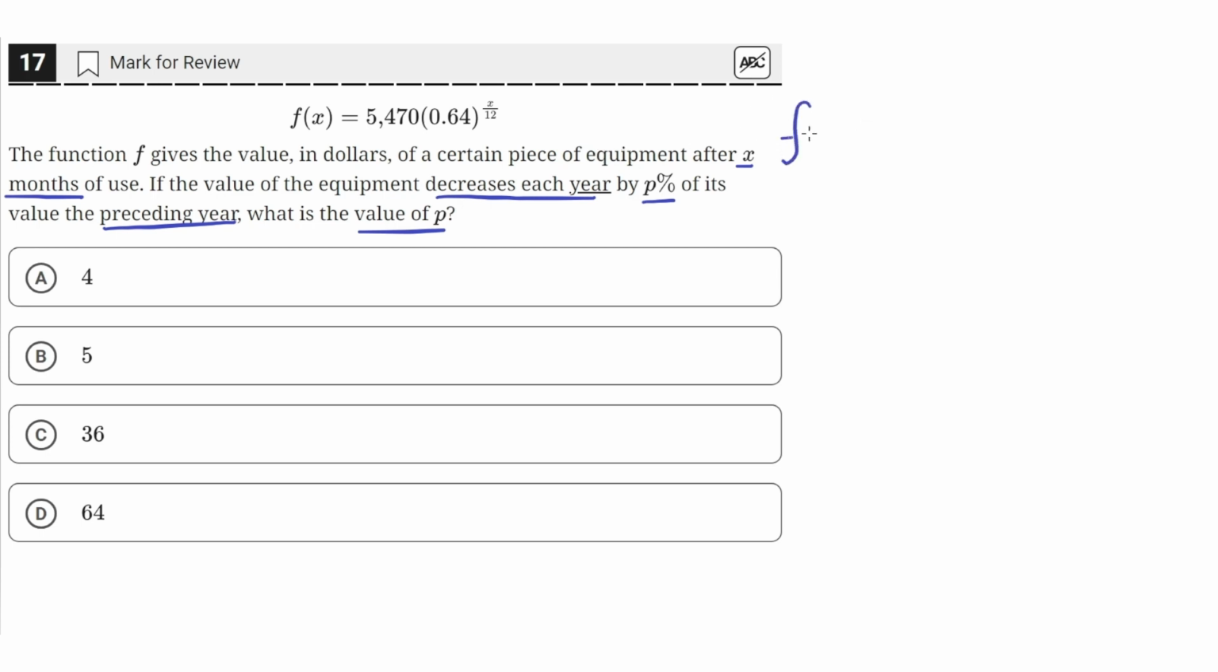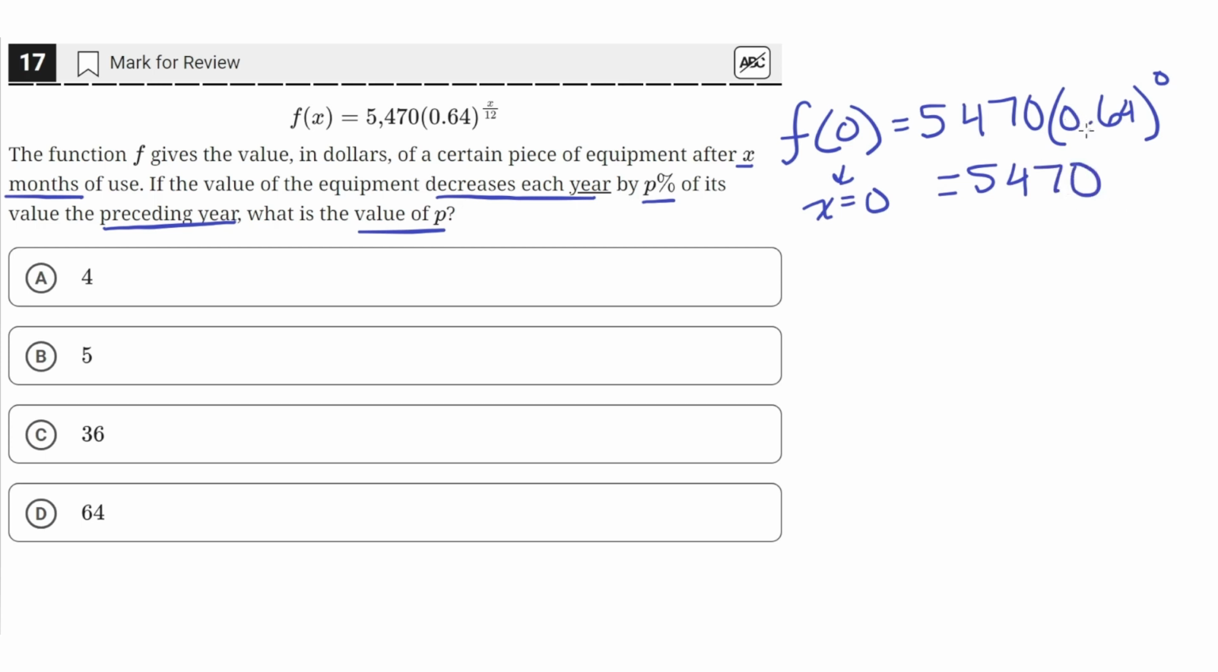So first let's find f of 0, the value in the beginning, or month 0. So we can do that by just plugging in a value of 0 for x. So x is 0. So we'll just have 5,470 times 0.64 raised to the 0 power, because 0 divided by 12 is just 0. And so this just equals 5,470, since 0.64 raised to the 0th power is just 1. And 1 times 5,470 is just 5,470.